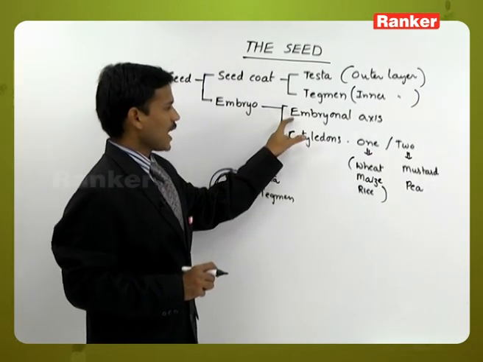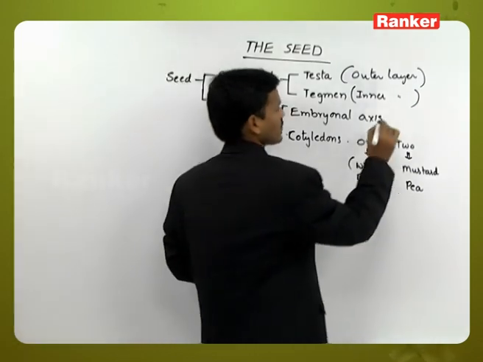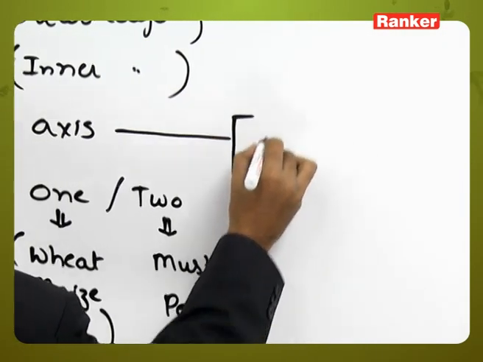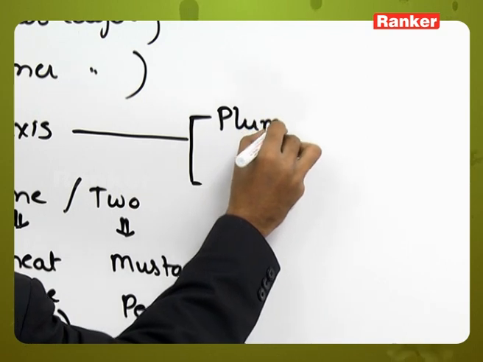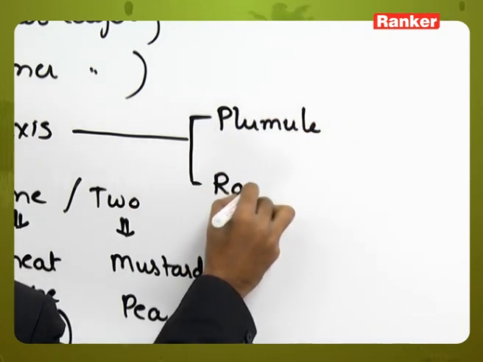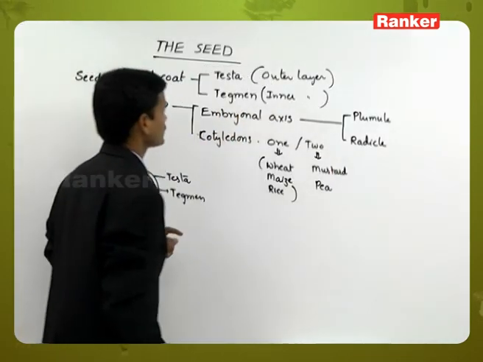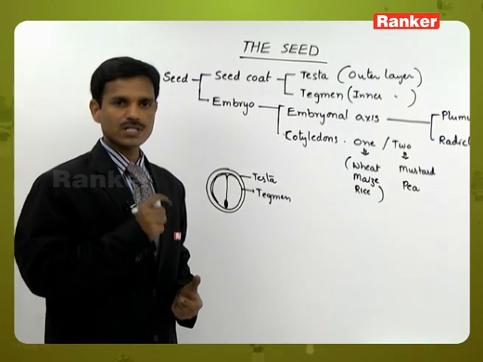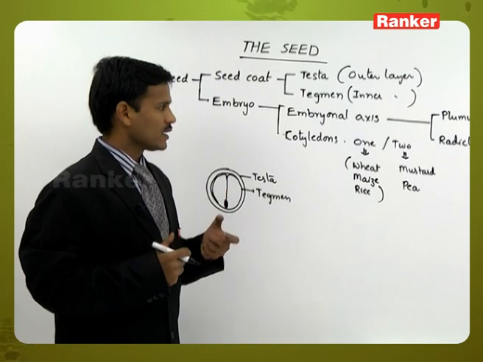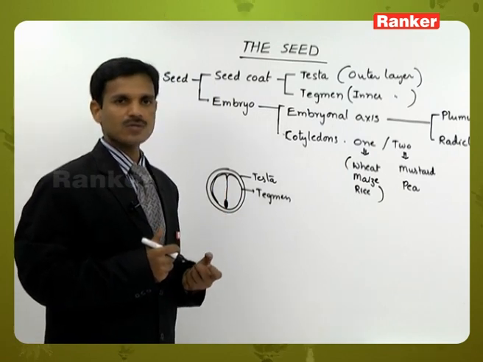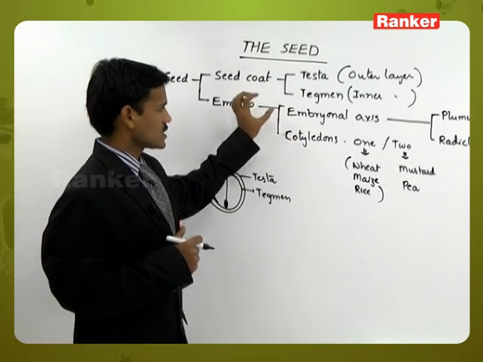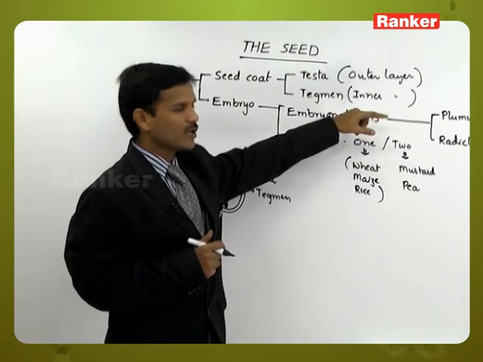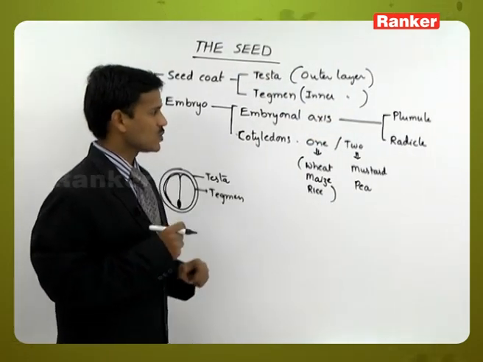And the embryonal axis has two parts. One is the plumule and the second one is the radicle. In the embryonal axis, the upper part, which develops into the shoot system, is called the plumule, and the lower part is the radicle. The radicle develops into the root system.